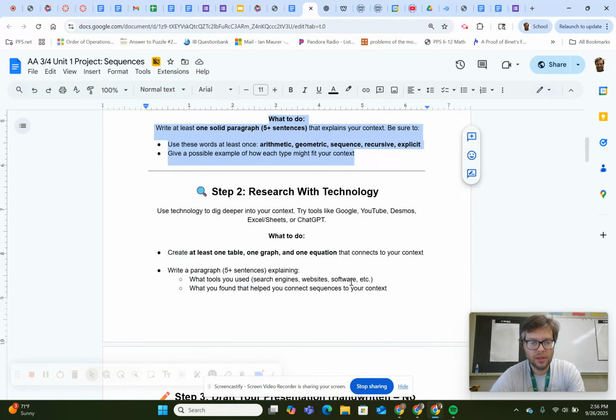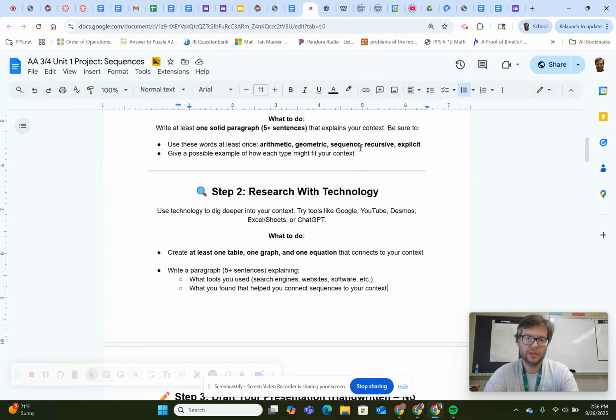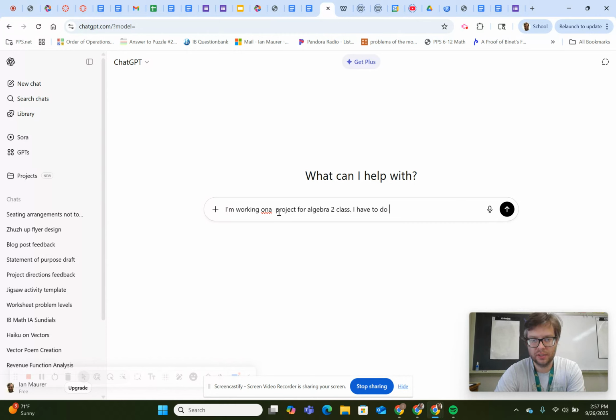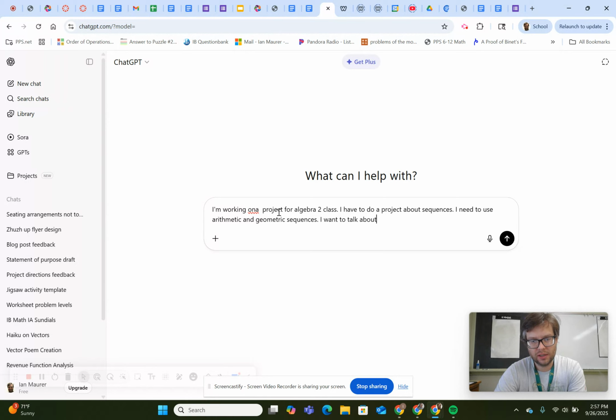So then step two. A couple of you, I've noticed, have had a hard time taking step one and going into step two. Step two is where you take just your basic topic and you go over to something like ChatGPT and you just say, I'm working on a project for Algebra 2 class. I have to do a project about sequences. I need to use arithmetic and geometric sequences. I want to talk about music, rhythm. I need recursive and explicit equations. Let's just see what happens when I type that.